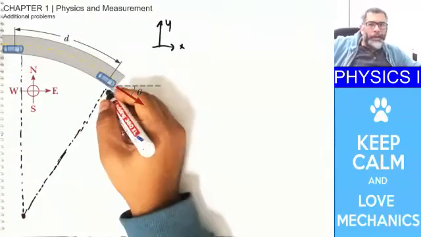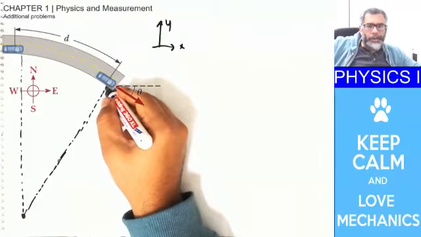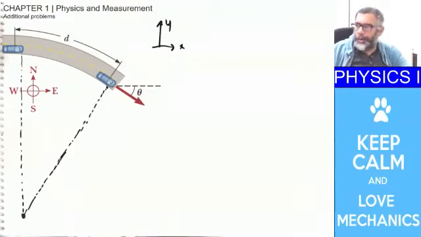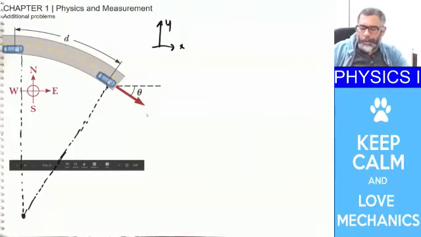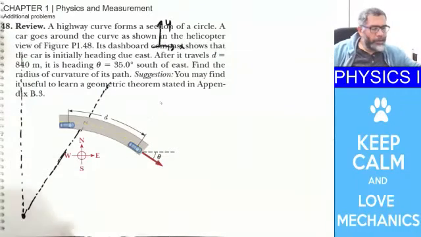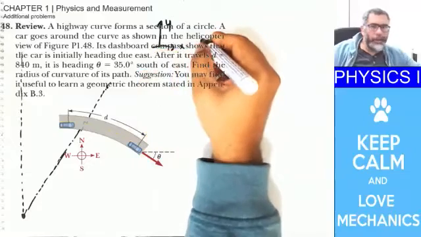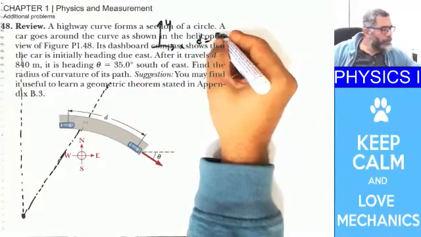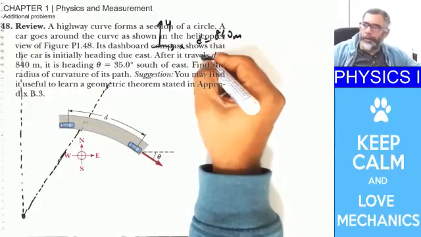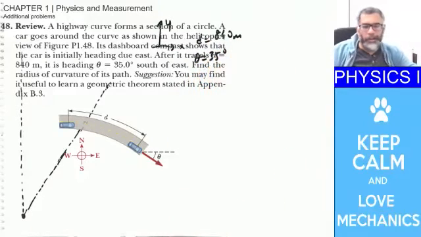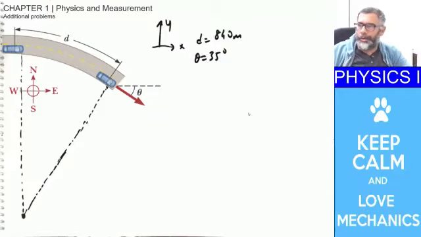So what is the question? The question is, the car is traveling a distance. Let me check what amount of distance is given in the problem. This distance d is 840 meters, and the angle is 35 degrees.